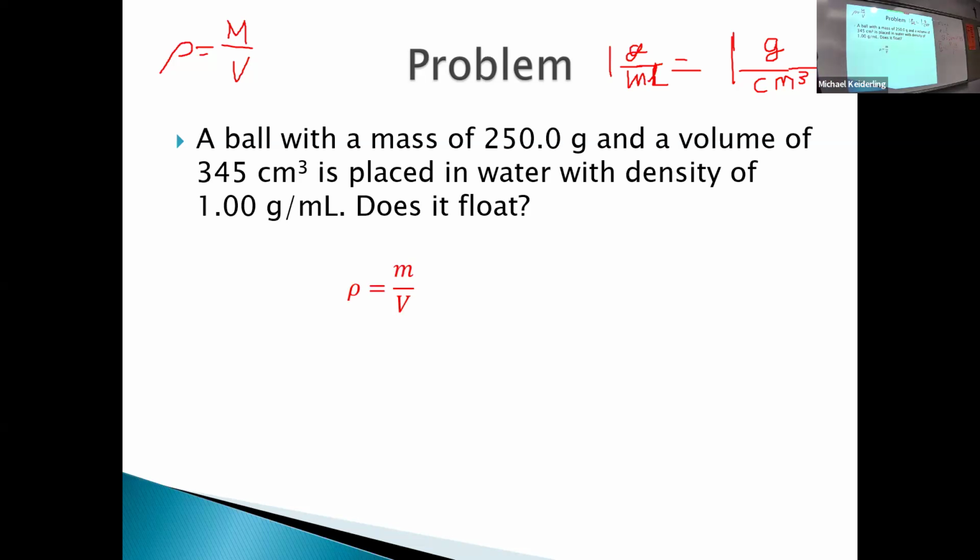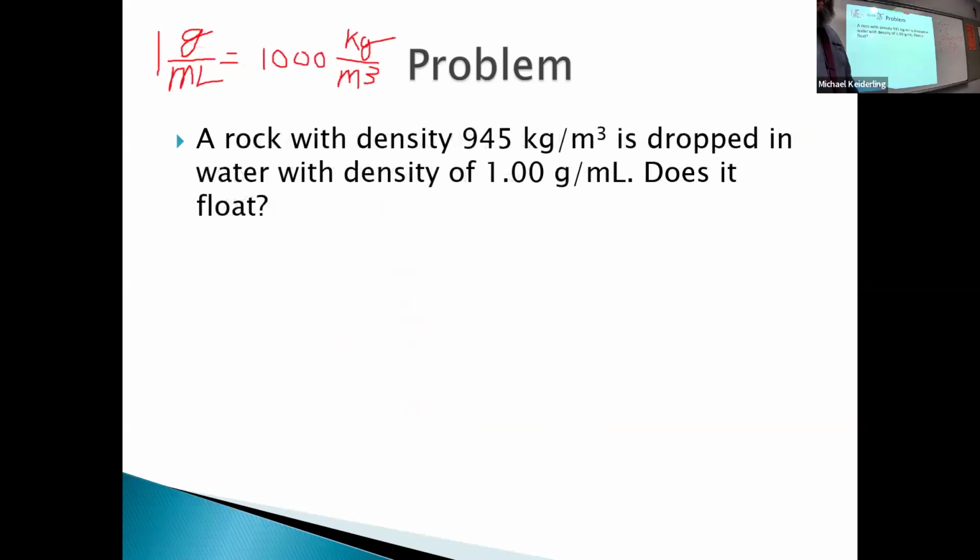So density is mass over volume. 250 grams divided by 345 milliliters gives us a density of about 0.725 grams per milliliter. That is less than 1 gram per milliliter. This ball will float.